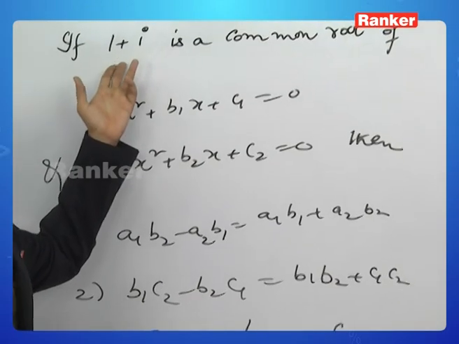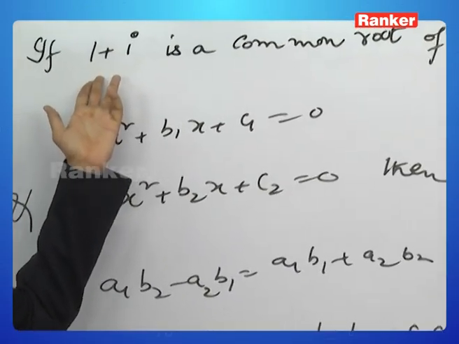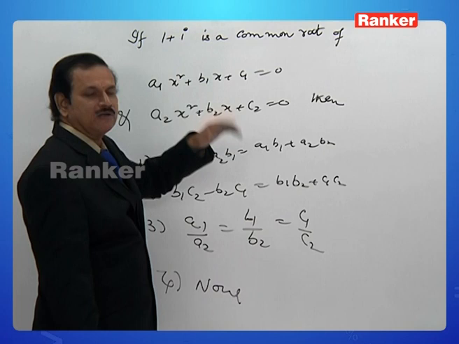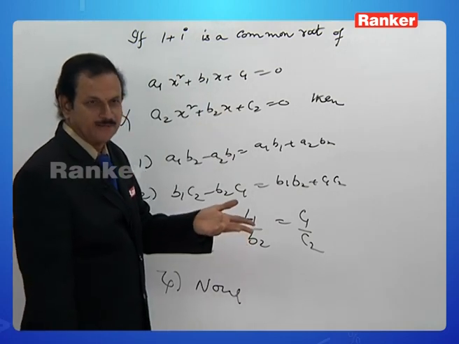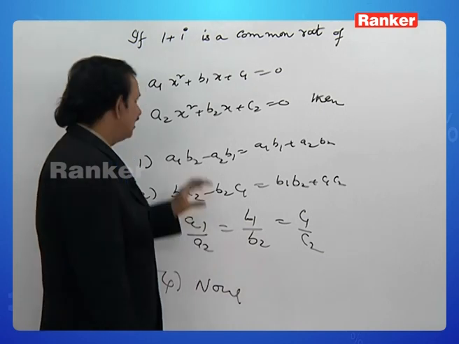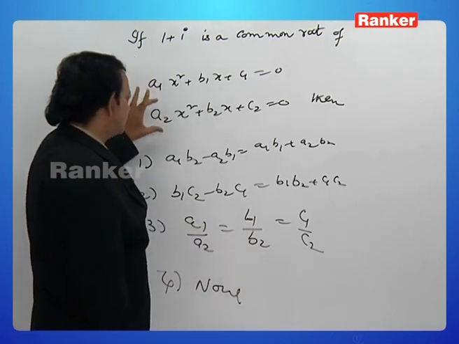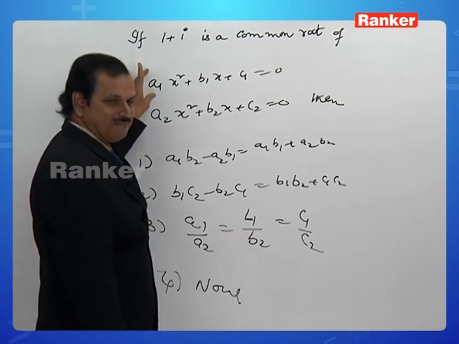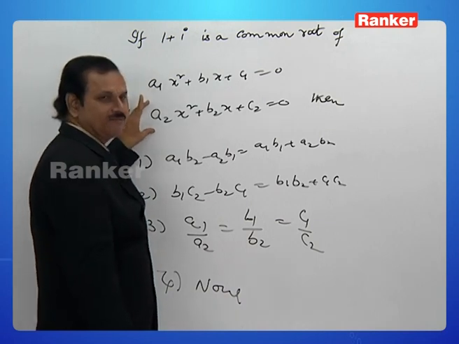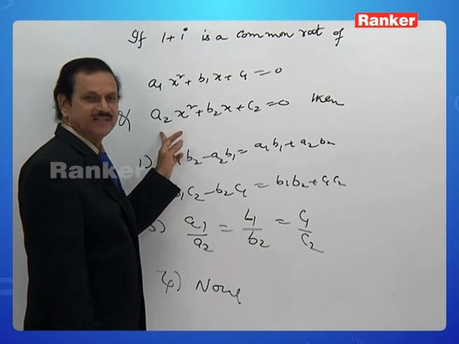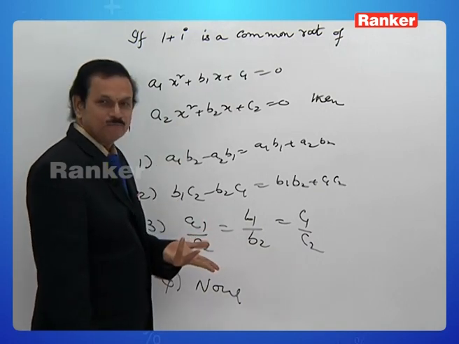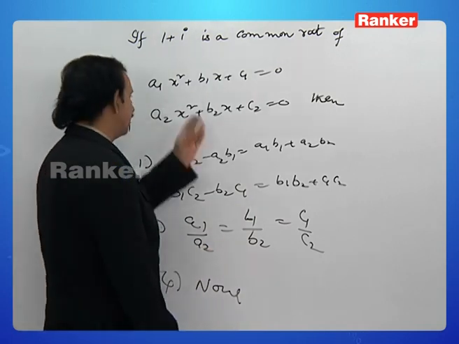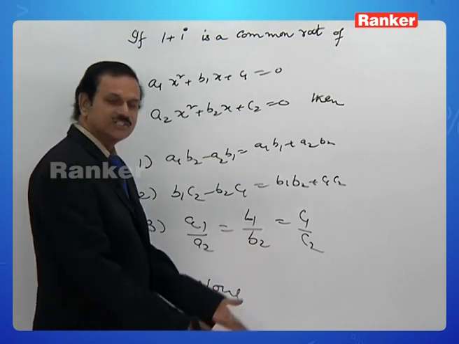1 plus i is a complex number. For any type of quadratic equation, if 1 plus i is a root, automatically the other root is 1 minus i. The thing here to be observed is 1 plus i is a root of this equation, 1 plus i is a root of this equation also. So, the roots of this equation are 1 plus i and 1 minus i. Similarly, roots of this equation are also 1 plus i and 1 minus i. As a result, what can we get? Both the roots are common. Therefore, these two equations give similar roots.